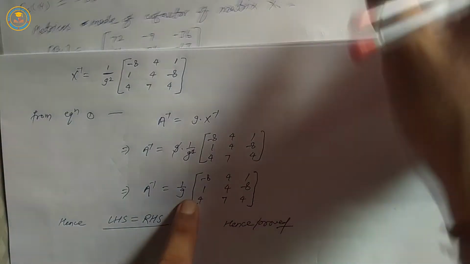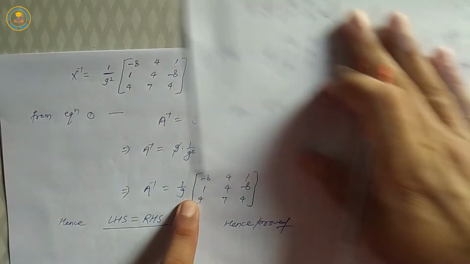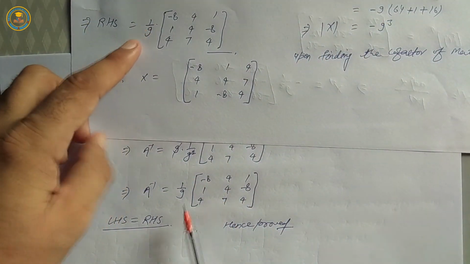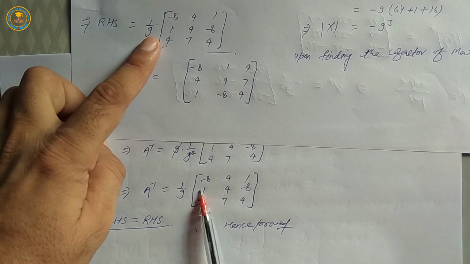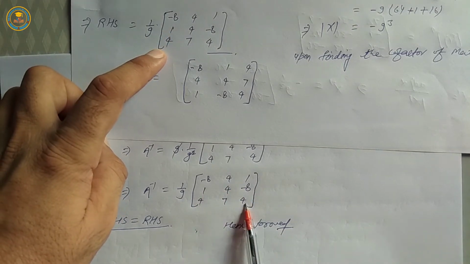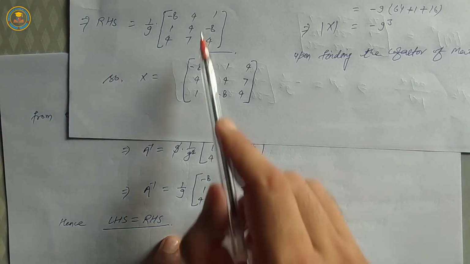LHS, RHS. RHS is equal to 1 upon 9, LHS equal to 1 upon 9, minus 4 1, 1 4, minus 4 7 4. Okay, left is equal to right.